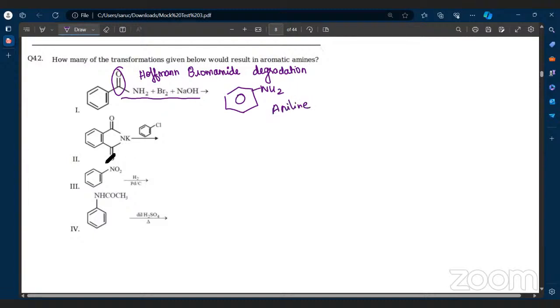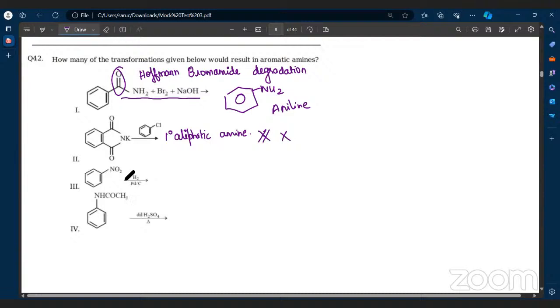Now, what is the name of this reaction? Second one. Gabriel phthalimide synthesis. Very good. In Gabriel phthalimide synthesis, what type of amine will you get? Primary amine. Aliphatic primary amine. So it will not produce the aromatic amine.